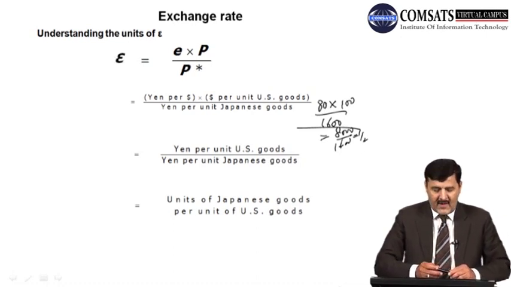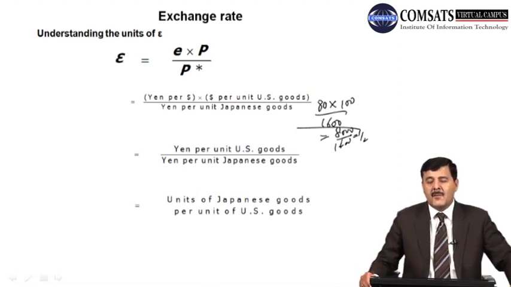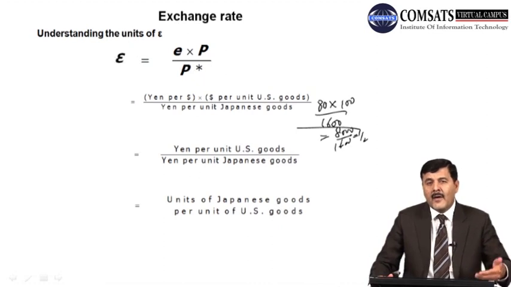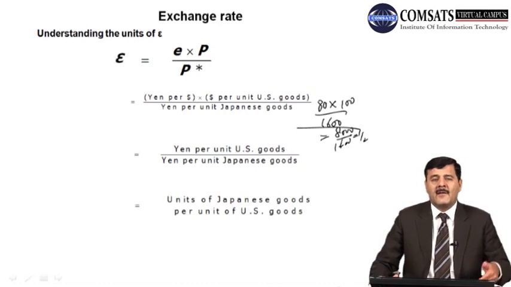So the product is relatively cheaper in US as compared to the good in Japan, right? So this is how we can explain the real exchange rate, where we see the real exchange rate is the ratio of the relative price of domestic good in terms of foreign product.